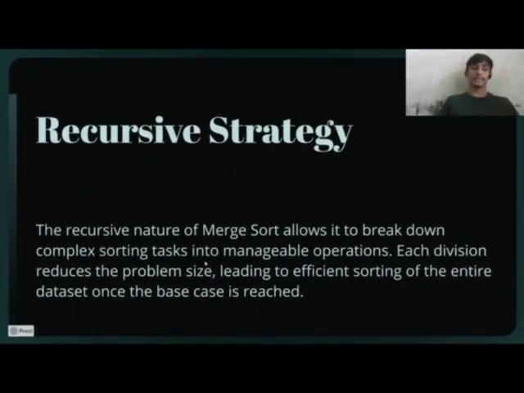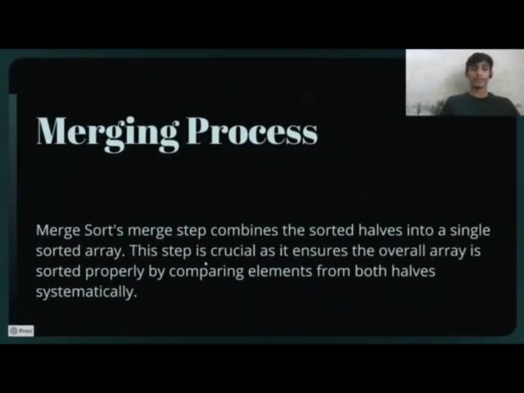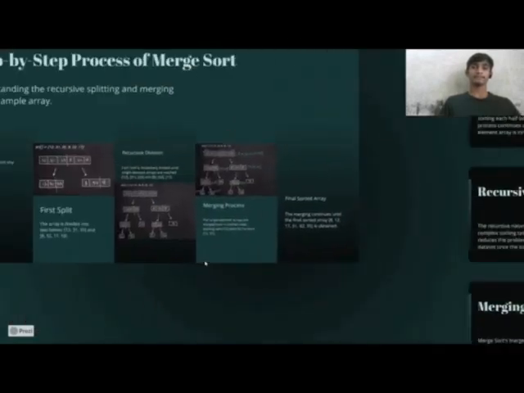Now, recursive strategy. The recursive nature of merge sort allows it to break down complex sorting tasks into manageable operations. Each division reduces the problem size, leading to efficient sorting of the entire dataset once the base case is reached. Merging process: merge sort's merge step combines the sorted halves into a single sorted array. This step is crucial as it ensures the overall array is sorted properly by comparing elements from both halves systematically.